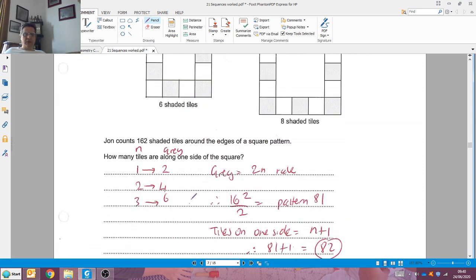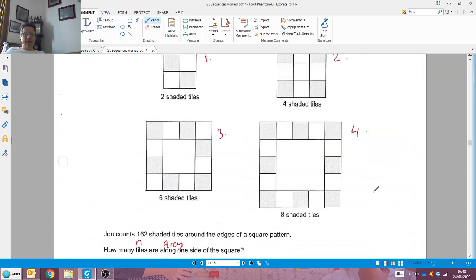So I'm generating a sequence. So clearly, pattern number times 2, actually it's just times 2 there, isn't it? Gives me the number total. So greys is 2 times the pattern number. And if John's got 162 tiles around the edge, he's got half as many greys. So 162 divided by 2, he's looking at pattern number 81. And here's the question: how many tiles are along one side of the square? And here we go.